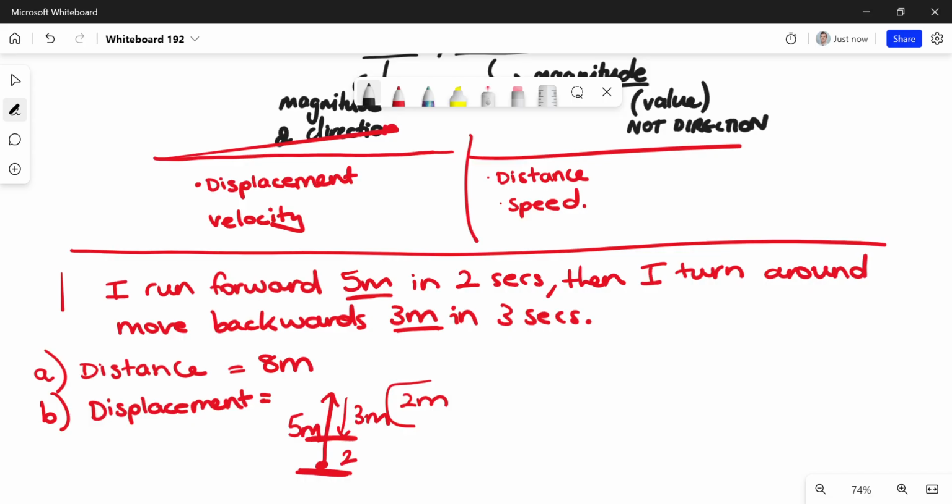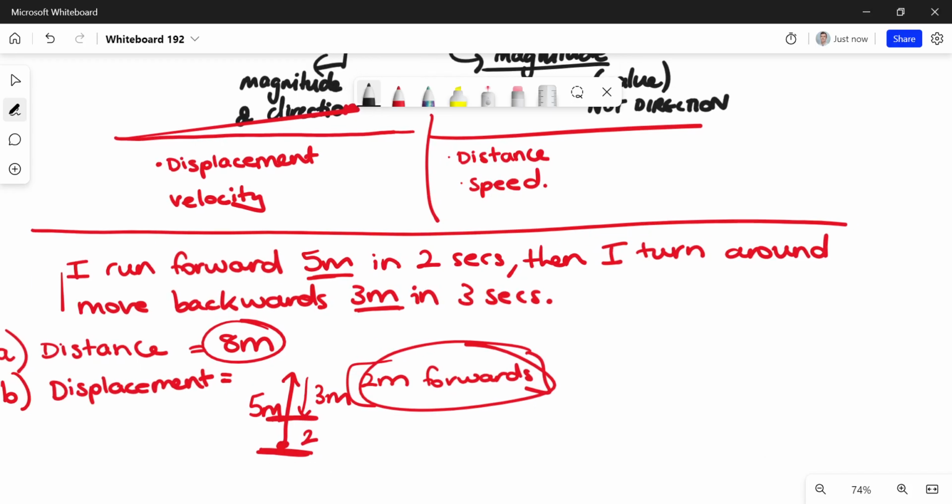Now, the important thing that I need to represent here is whether that's forwards or backwards. And clearly, the answer is forwards, because I've gone 5 meters forwards and 3 meters backwards, which means I've gone further forward than I have back, and therefore that would be the overall displacement. So you can see that despite the fact that we've got very similar ideas between distance and displacement, I get very different answers for the same question.